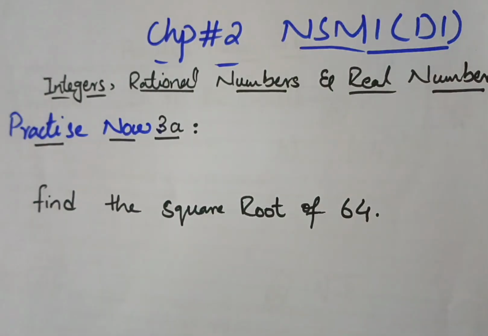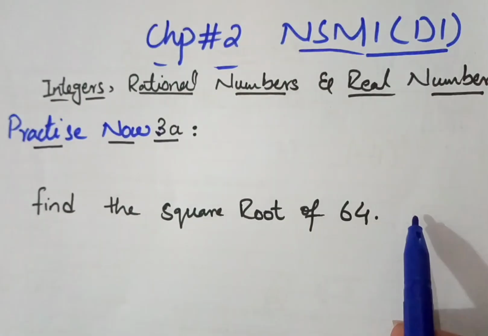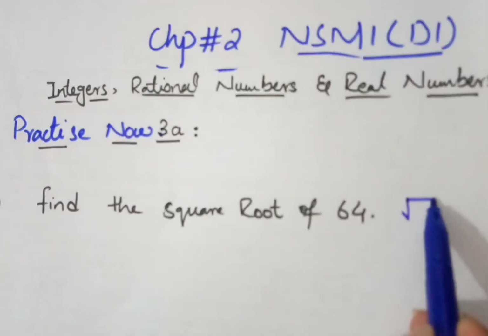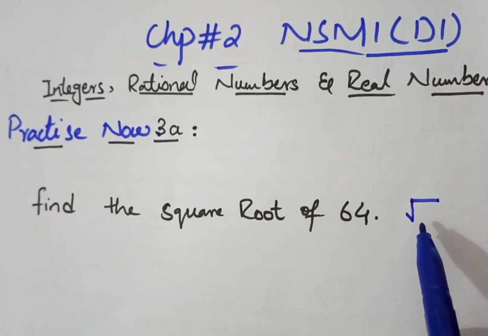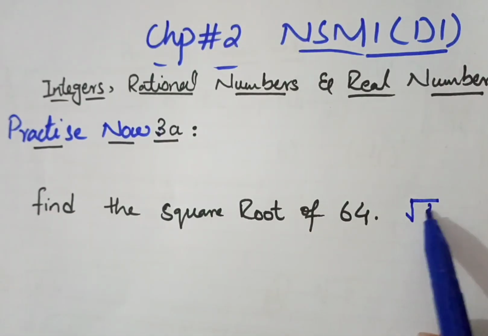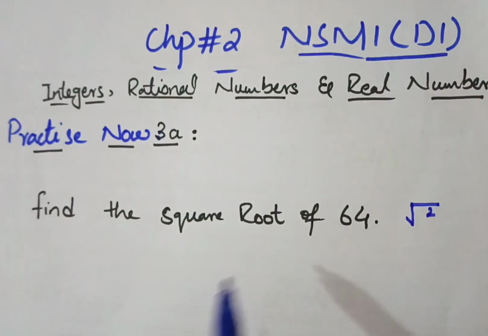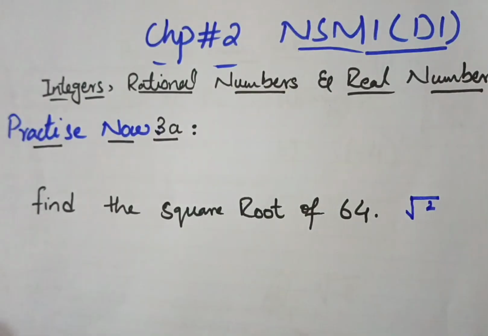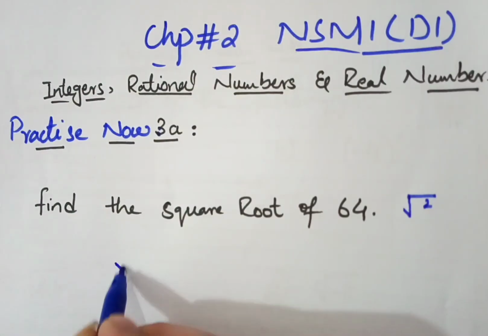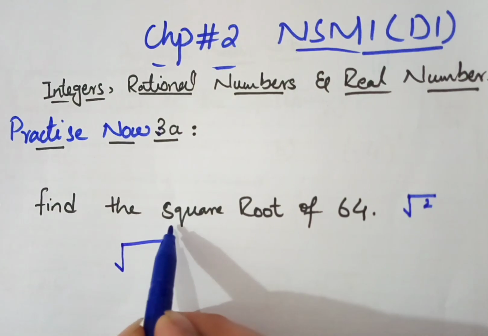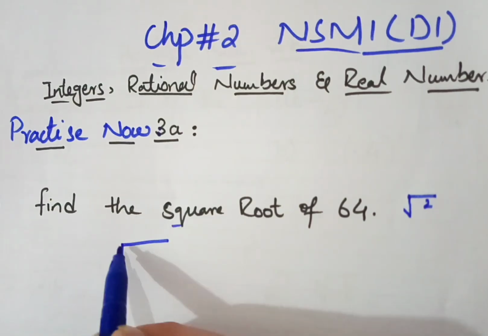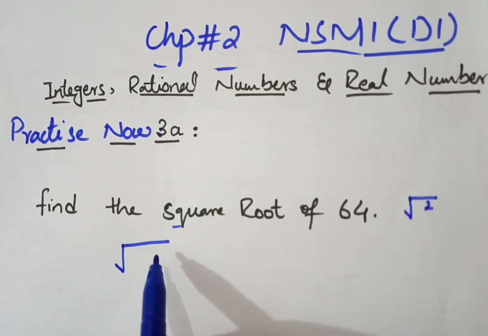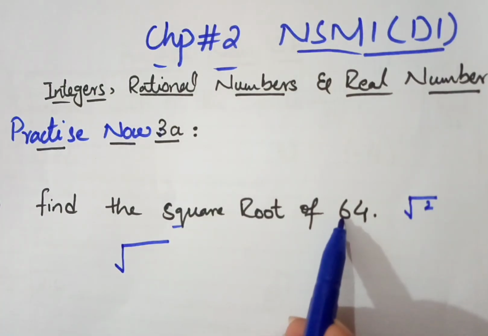64. Students, if you watch the video of chapter 1 of this book, in which I described that the sign of the square root is this, and this sign is always undone by the square. These signs undo each other. So in this question, we have to find the square root of 64. First of all, they are asking about the square root, so we place the symbol of square root, and we want to find the square root of 64.